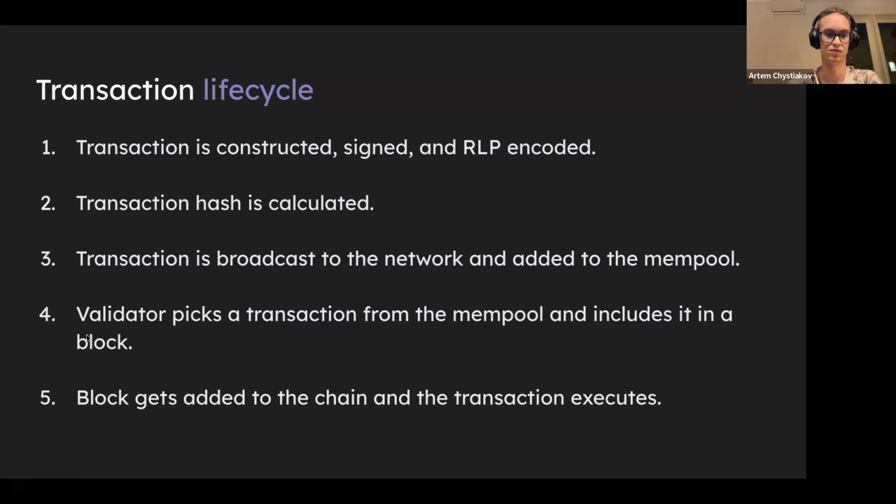And once the transaction is included into the block, the validator executes the block strictly in the order of transactions, so one by one. And when it is executed, it is added to the chain and further broadcast to the peers of this node.